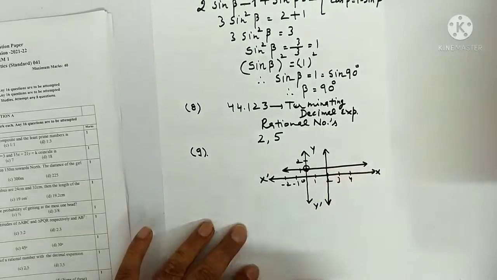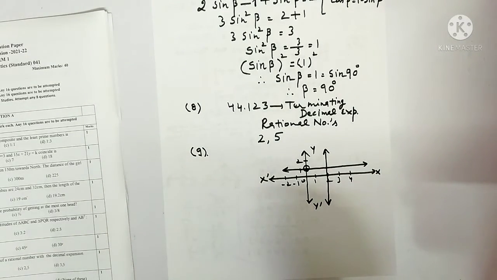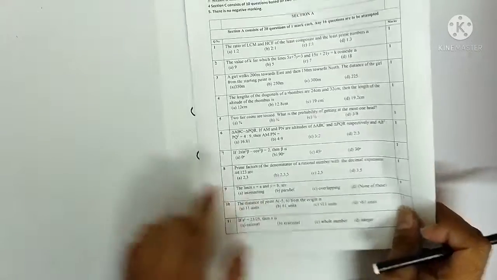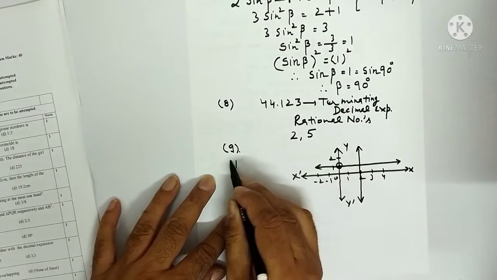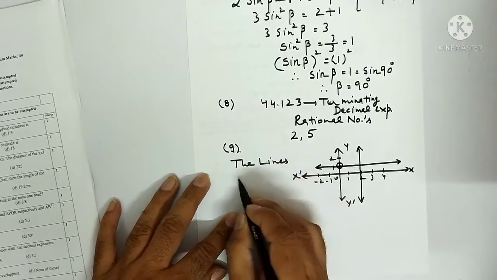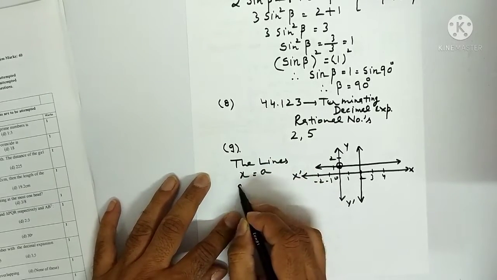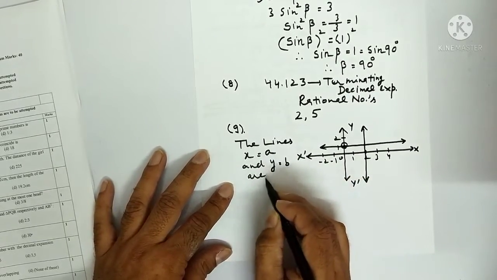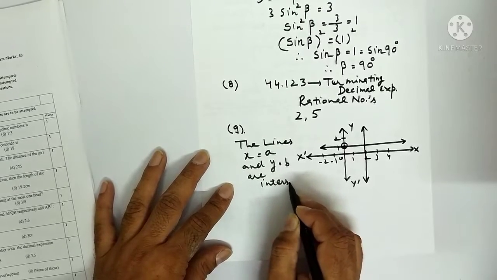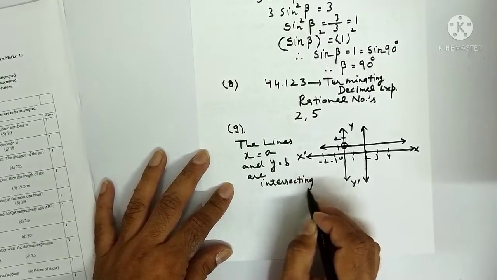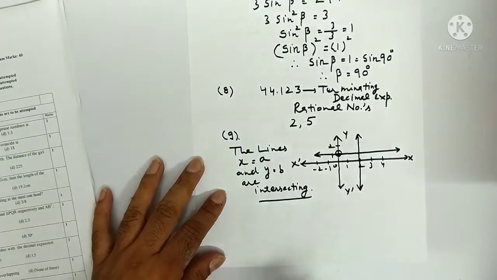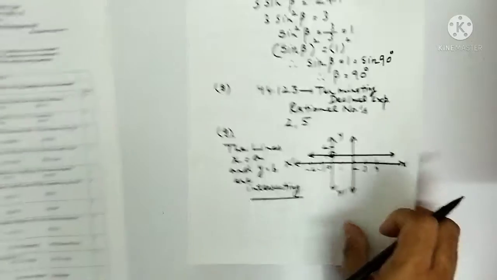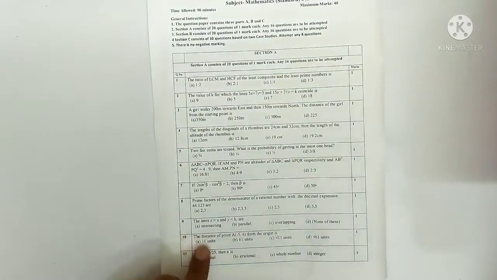What is the nature of both these lines? What are you observing? What is the nature of both these lines? They are intersecting. So here you can see the option is there. It is intersecting. So what I will write here? The lines x equal to a and y equal to b are intersecting. डायरेक्ट ना पता चले तो आप रफ में करके देख लो. You will come to know that how it is to be done. Now the next question we will do, question number 10.